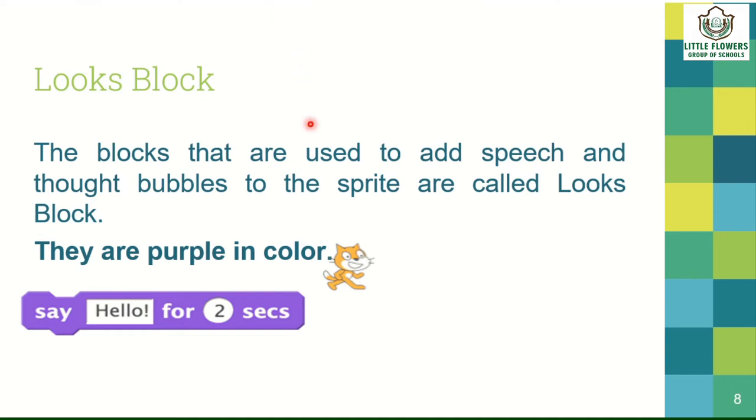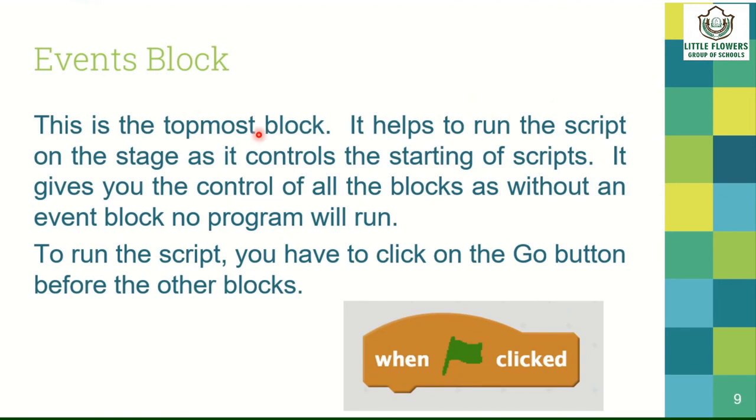Now next is our event block. The event block is the topmost block. It helps to run the script on the stage and controls the starting of a script, and it gives you the control of all the blocks, as without an event block no program will run. To run the script you have to click on the go button before the other blocks. If you want to perform any kind of operation, any kind of block, firstly we'll go with the click event block.